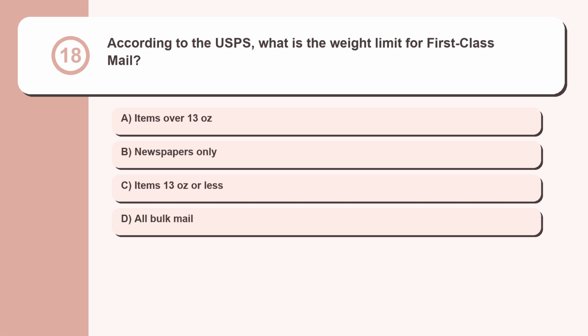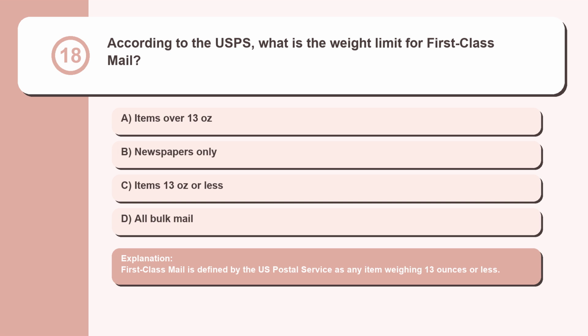Question 18. According to the USPS, what is the weight limit for first-class mail? Here are your options. Option A. Items over 13 ounces. Option B. Newspapers only. Option C. Items 13 ounces or less. Option D. All bulk mail. Explanation. First-class mail is defined by the U.S. Postal Service as any item weighing 13 ounces or less.